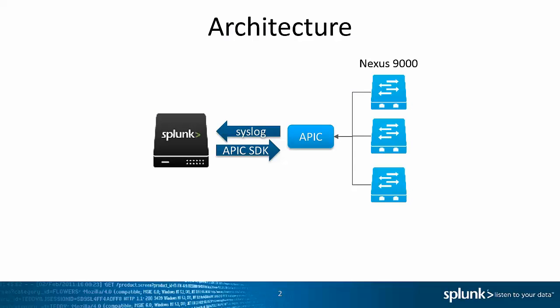As you can see, Splunk is communicating with APIC in two different ways. As events occur within the system, data is pushed out to Splunk over syslog. Periodically, Splunk will also query the APIC SDK for performance metrics, inventory detail, and other information. Let's go straight into a demo of the application.